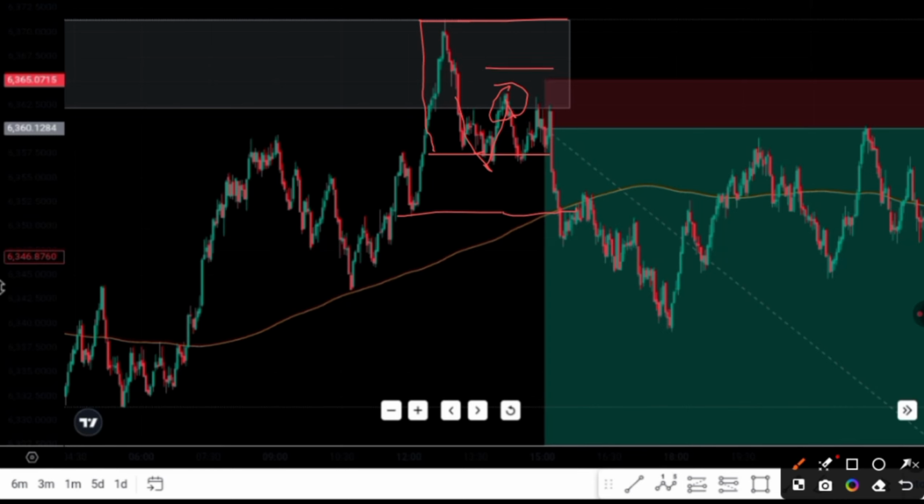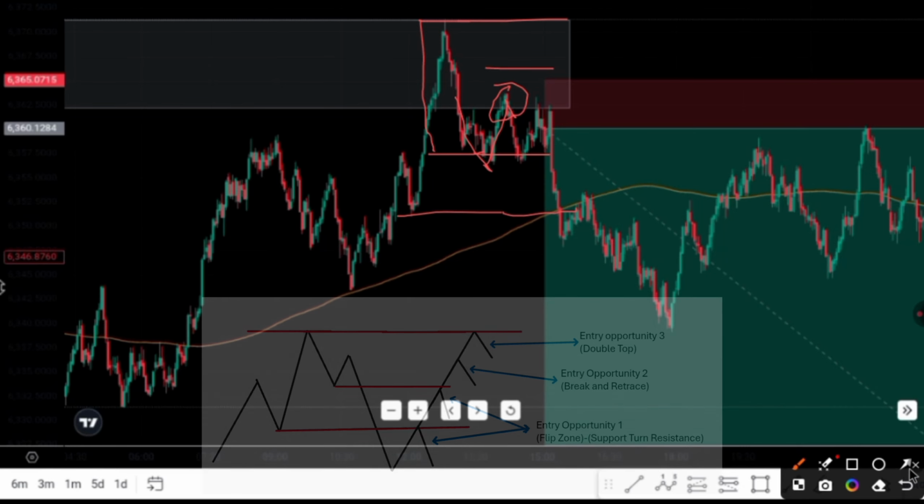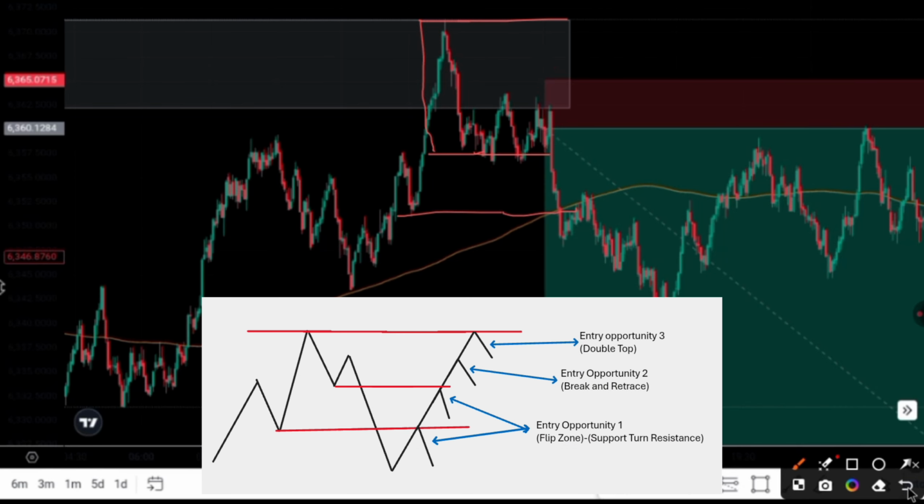Now, the market does three things if it really wants to turn at this zone. And listen carefully, the market does three things. It's either a break below and retrace exactly at the zone, which is support turning resistance. This can be an opportunity to sell. Then the market will continue selling. Or the market will break below and retrace inside, which is what the market did. This is another opportunity to sell. This is two. The third one is the market breaking below and doing a double top, which is another opportunity for you to take in your entry.